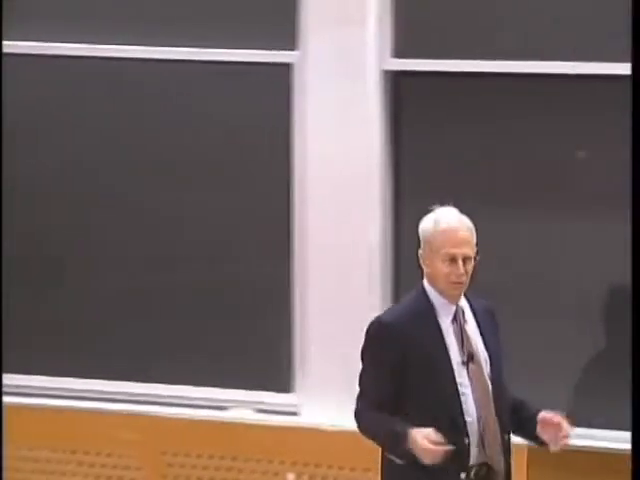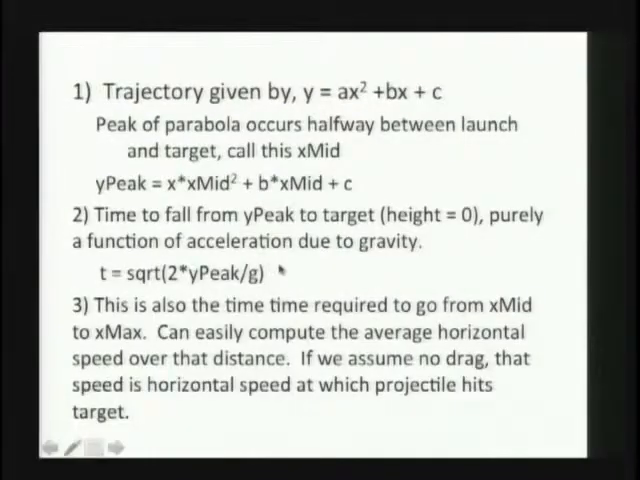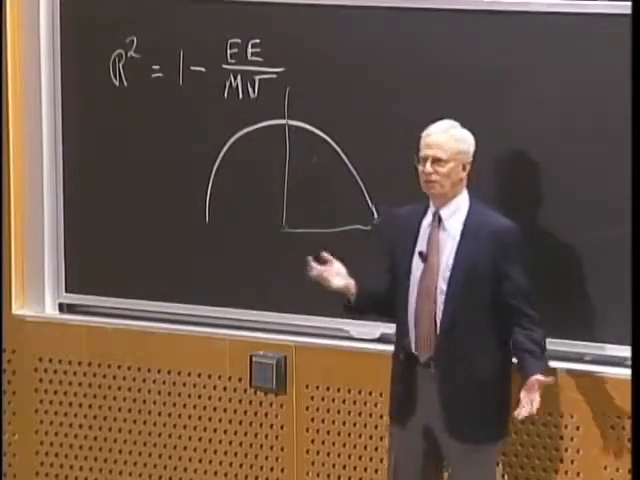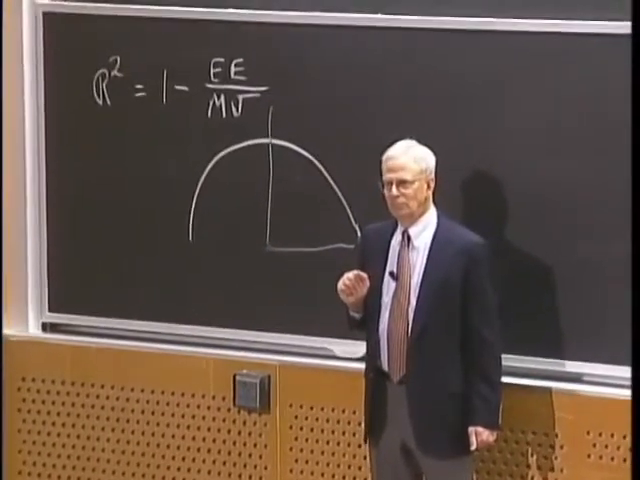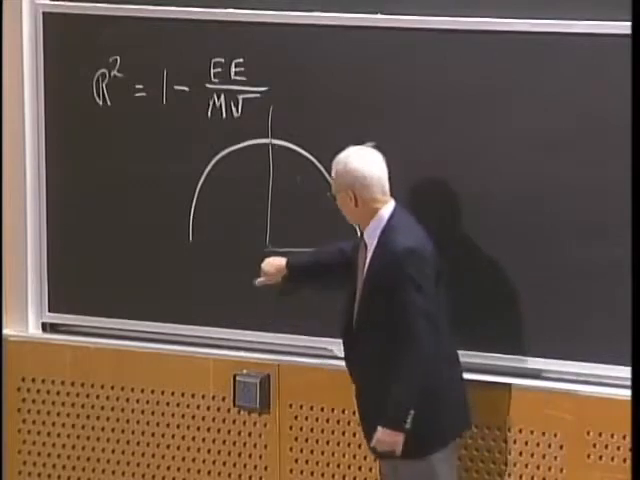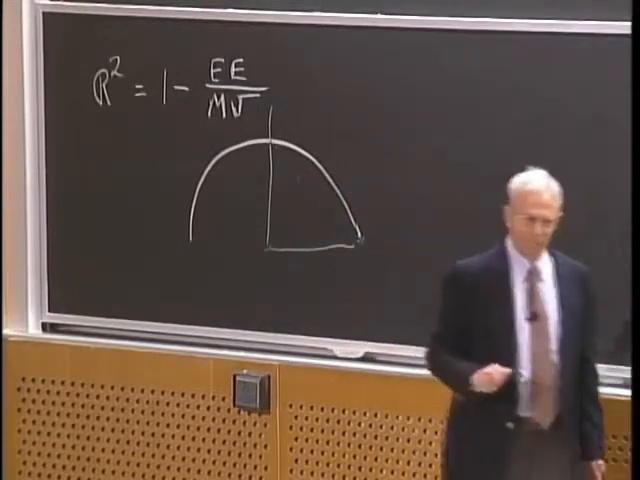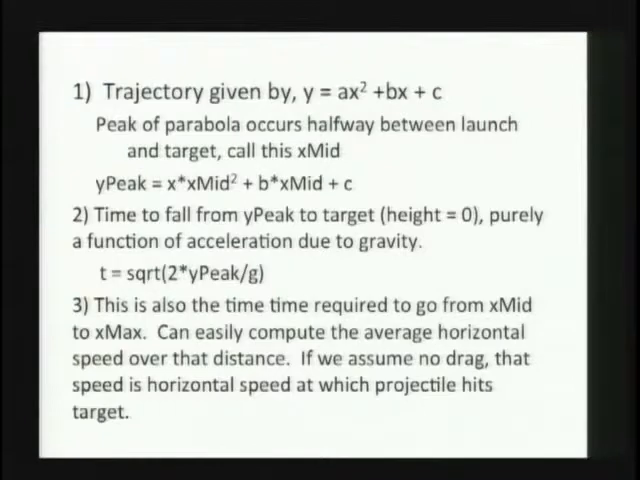So again, I can use some very simple math and say that the time will be the square root of 2 times the y peak divided by the gravitational constant. Because I know that however long it takes to get from this height to this height is going to be the same time it takes to get from this point to this point. And that will therefore let me compute the average speed from here to here. And once I know that, I'm done.